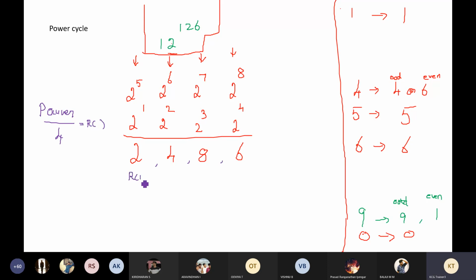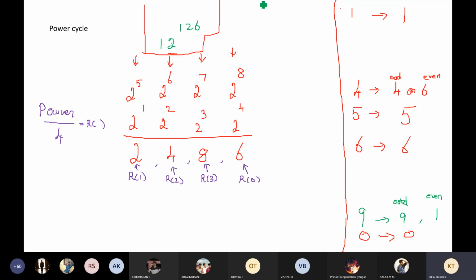If the remainder is 1, then the last digit is 2. If the remainder is 2, then the last digit is 4. If the remainder is 3, then the last digit is 8. If the remainder is 0, then the last digit is 6. Clear, people?